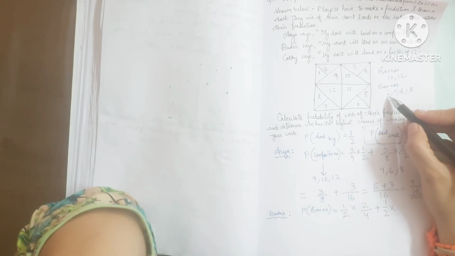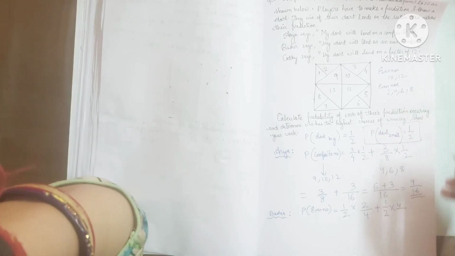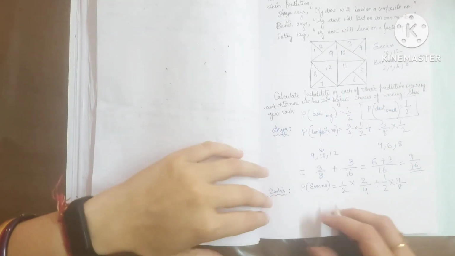So half into 10 and 12 will be 2. 2 out of how many? 1, 2, 3, 4. So 2 by 4, plus half for the probability for the smaller triangles. Here I have written already, half multiplied with the probability of landing on the even numbers which are outside: 2, 4, 6 and 8. 4 numbers are there, out of how many? 1, 2, 3, 4, 5, 6, 7, 8. So 4 by 8. Okay.